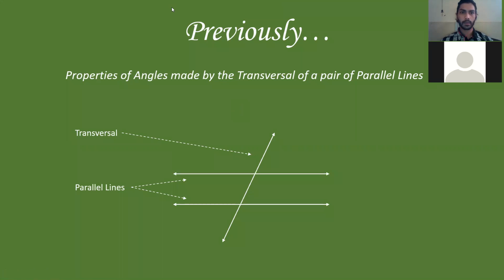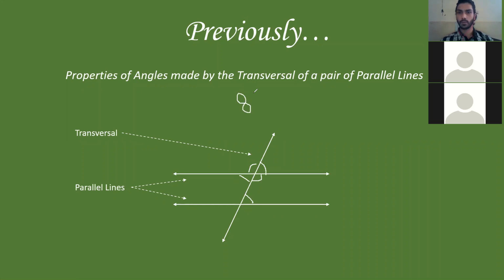So what are the angles formed over here? I'll quickly annotate. The angles formed were these. As you can see, it's pretty obvious on the screen. There are 8 angles which are formed if there are 2 lines and 1 transversal. So this is what we did last time.